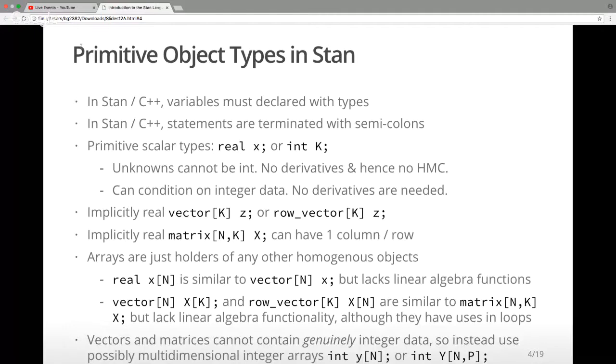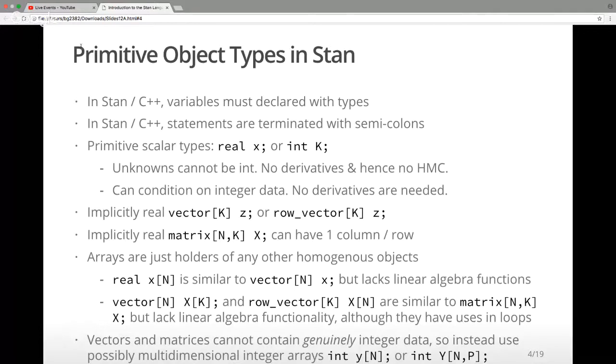There's a vector and row vector in the Stan language. Those implicitly are going to contain real numbers. They have to be declared with their size, in this case k, but k would have to be declared beforehand as an integer, because the size of a vector cannot be a real number. It can't even be a real number that is lacking decimal points. It has to be declared as integer type.